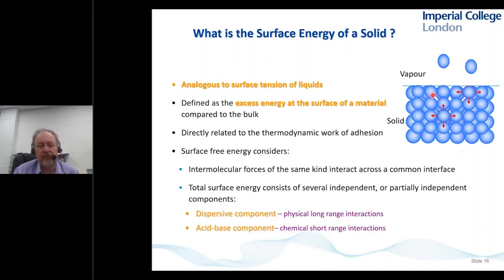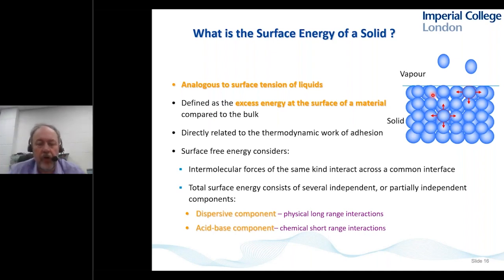They'll typically be described as gamma D, and it relates to the long-range van der Waals forces. So these are forces exhibited by all materials. And we're also interested in the acid-base forces. These are short-range chemical forces. Sometimes they might be described as polar forces.